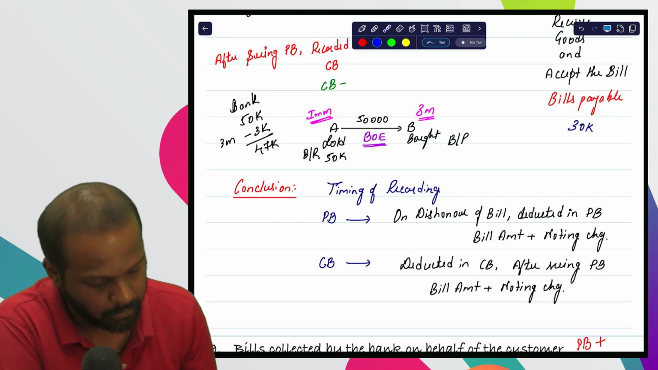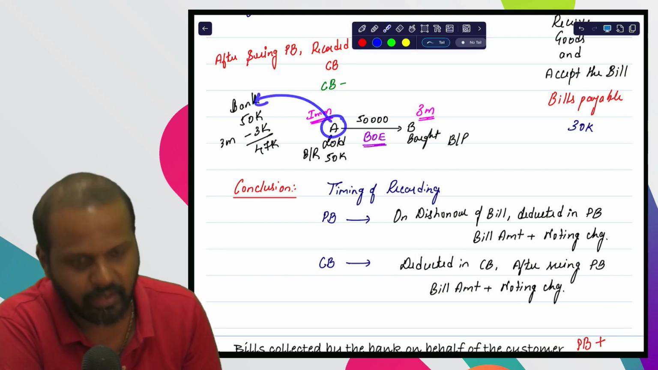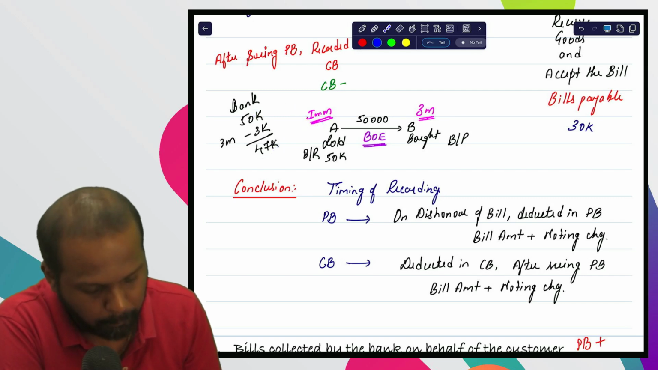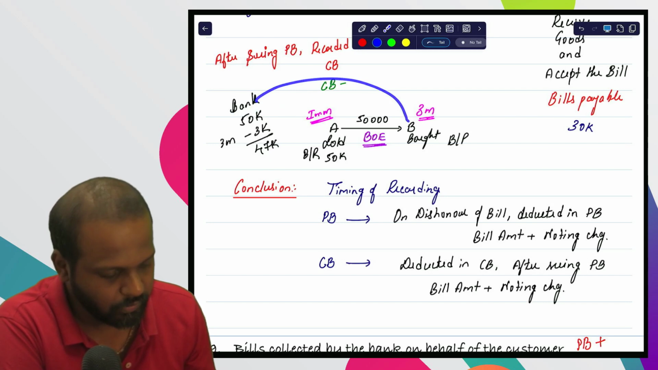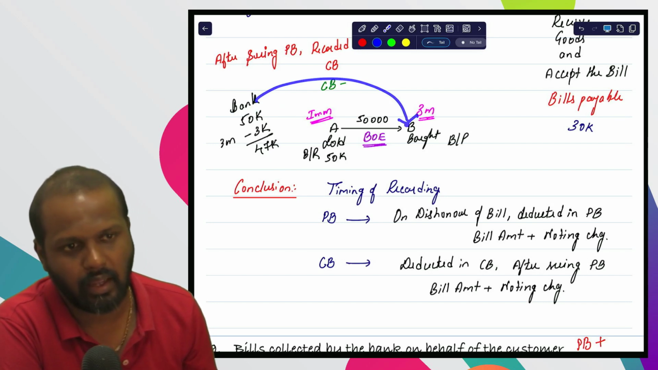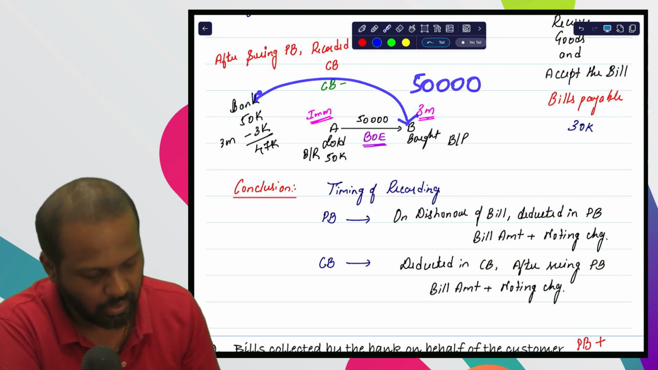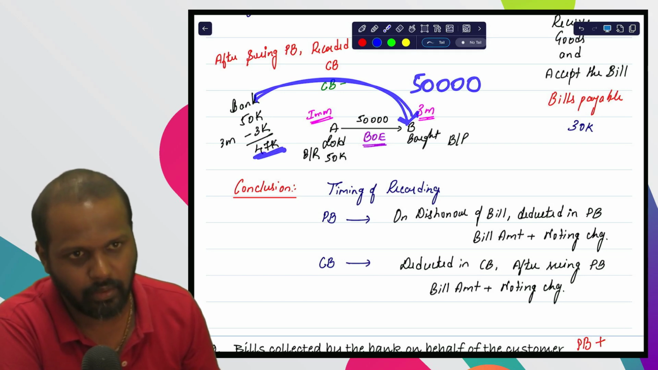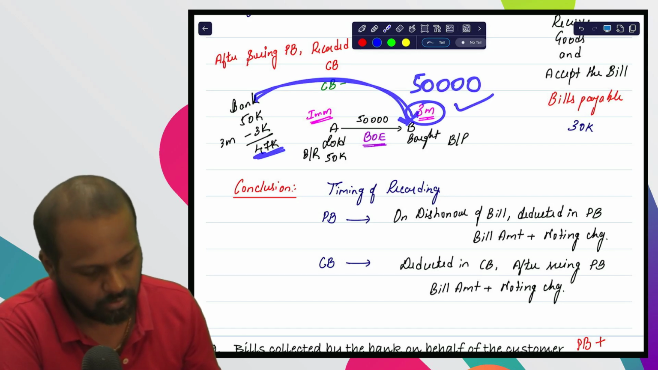Now listen. A went to the bank and collected the money immediately, and the bank has given 47,000 to A. Now the bank has to wait for 3 months. After 3 months the bank will go to B and ask for 50,000. They gave only 47,000 to A, but after 3 months they will ask for 50,000. The 3,000 is an income for the bank, interest income for the bank.